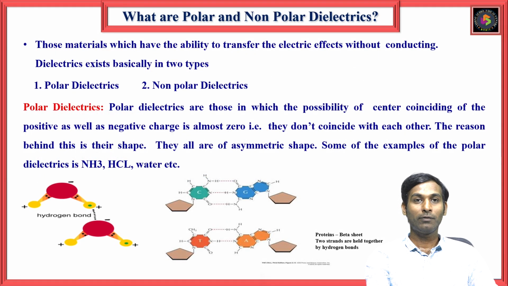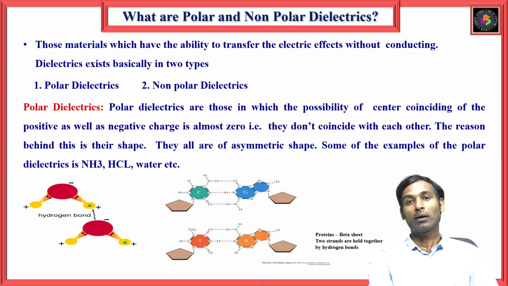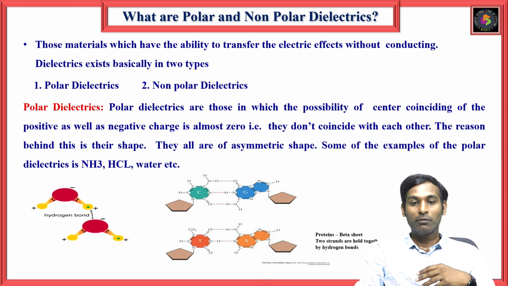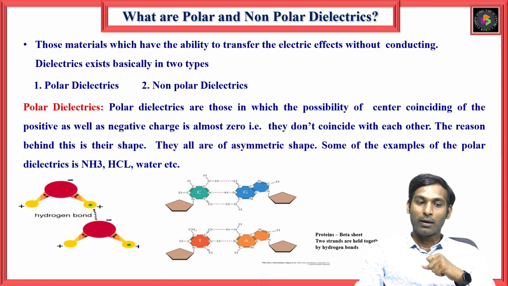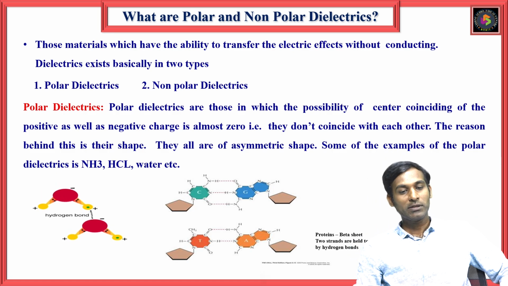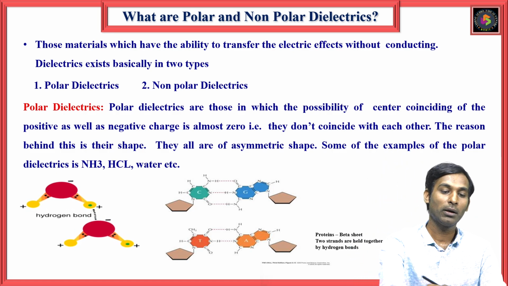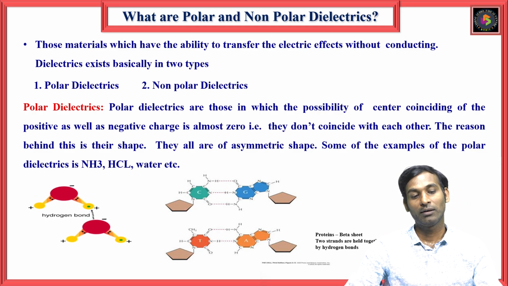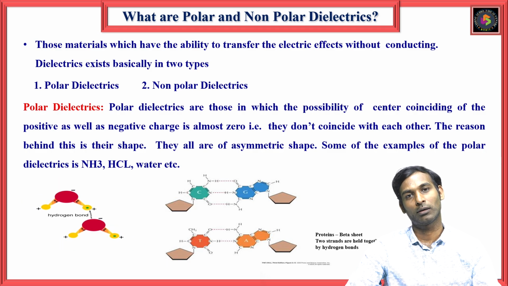See here, especially for dielectric material, there is a lot of confusion about how a material is identified as polar or non-polar. Dielectrics are materials which have the ability to transfer electric effect without conducting. Dielectrics exist basically in two different types, one for the polar molecule, another for the non-polar molecule. Otherwise, we can say polar dielectrics and non-polar dielectrics. So, what is the difference between the polar and non-polar?